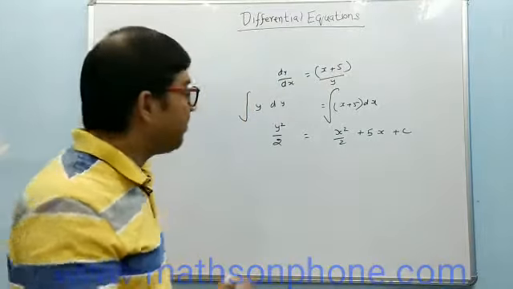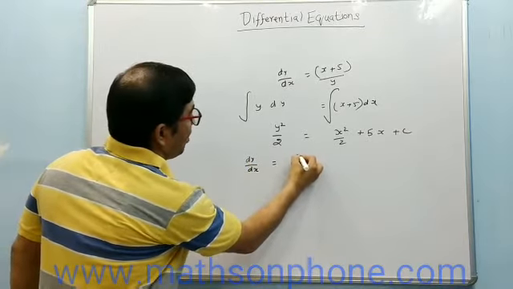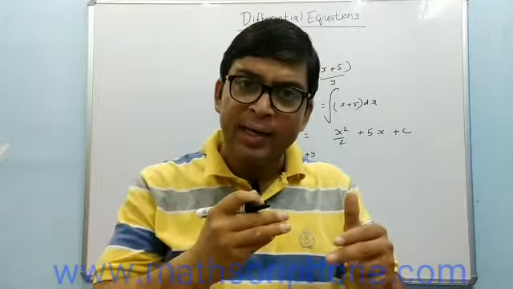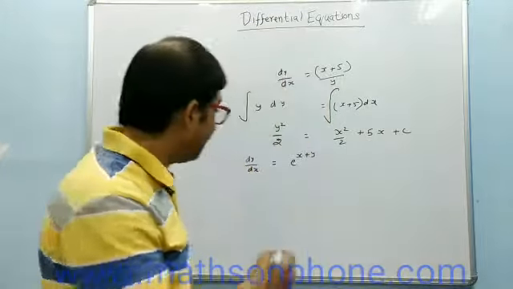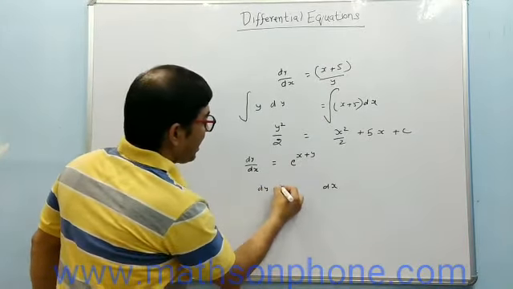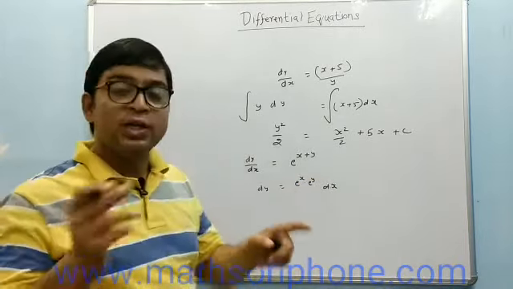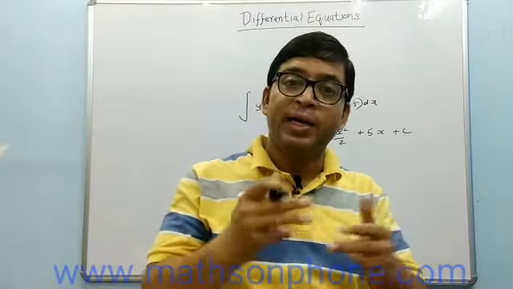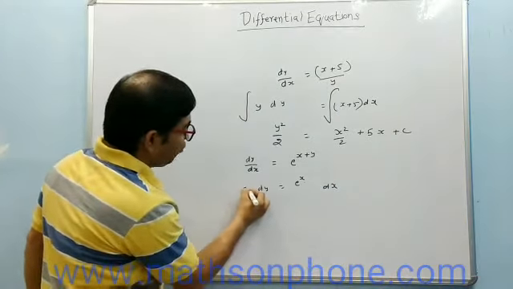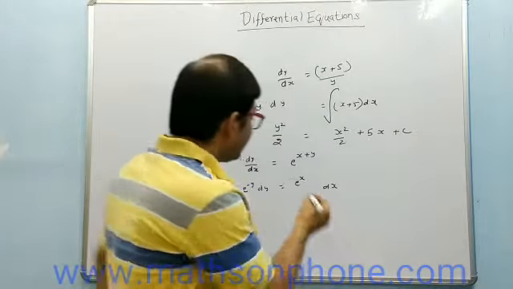One more example I am taking. If dy by dx is equal to e to the power x plus y. The first step I told you: make dx to one side and dy to the other side. So it will be dy here, dx here, and this can be written as e to the power x into e to the power y. The term containing y is to be taken to the dy side. So if I take e to the power y here, it will be e to the power minus y. Now variables are separable. Now just integrate.